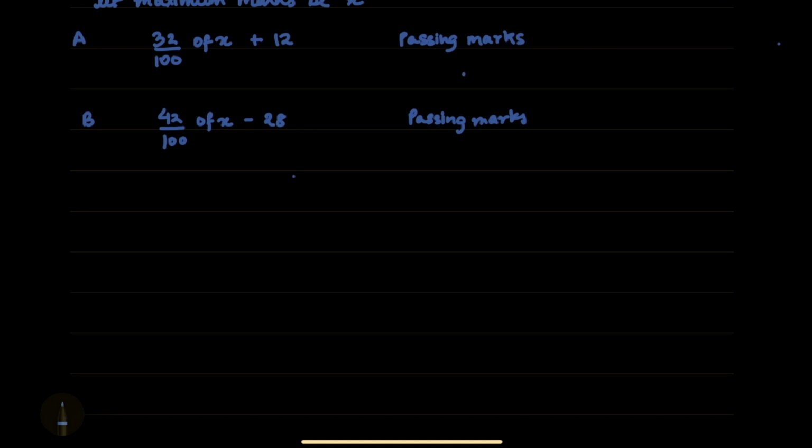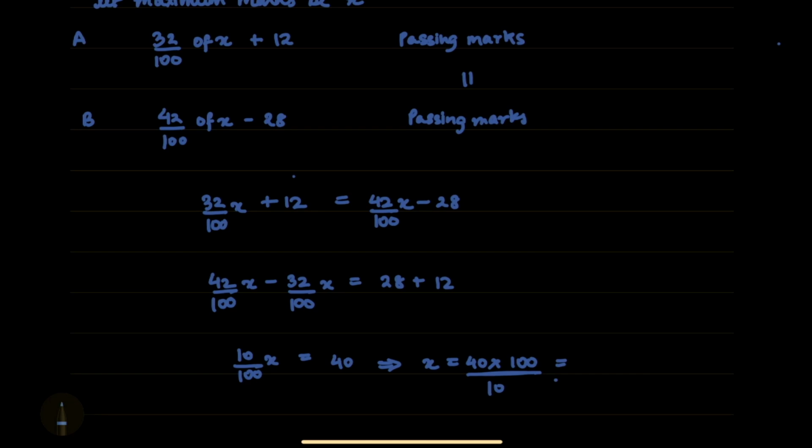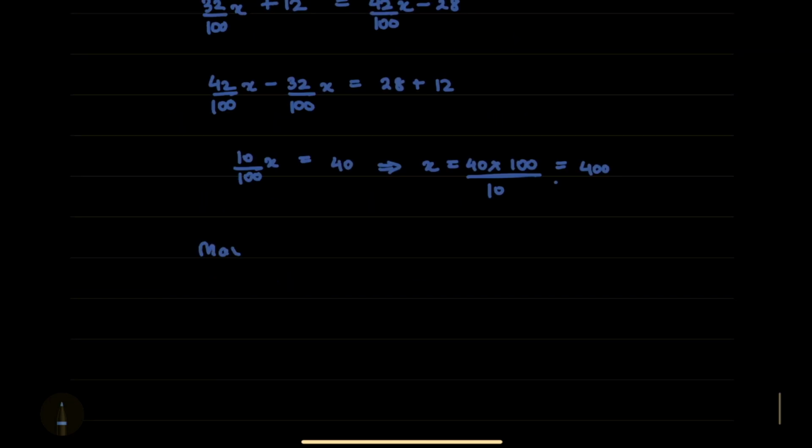So as these both are the same value, we can equate the equations for A and B. So 32 by 100 X plus 12 is equal to 42 by 100 of X minus 28. Let's solve this, and X comes out to be 400. So our maximum marks is 400.